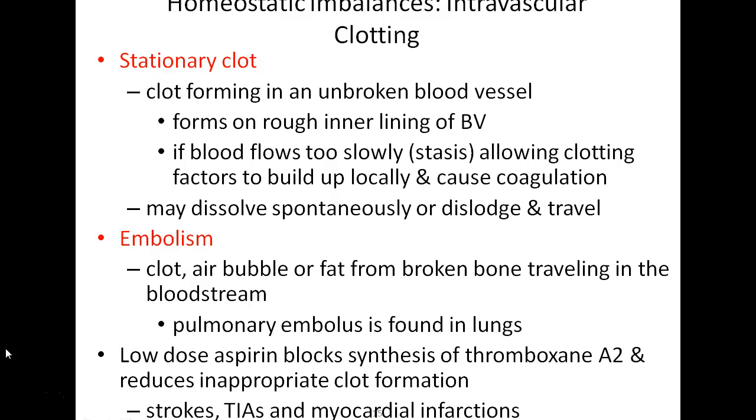Hopefully, if a person has good health and good exercise and diet, this stationary clot will dissolve spontaneously or dislodge and travel. Hopefully, if it dislodges and travels, it might end up in the spleen where it's broken down, but unfortunately, it can dislodge and travel and clog vessels later on down the system. And then an embolism is a term for a clot, sort of air bubble or fat from broken bone traveling in the bloodstream. So, for example, a pulmonary embolus is found in the lungs. Interestingly, aspirin has a chemical effect on the production of these unwanted clots.